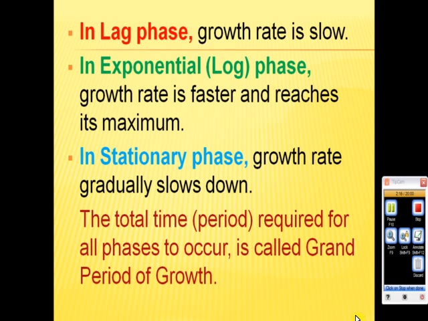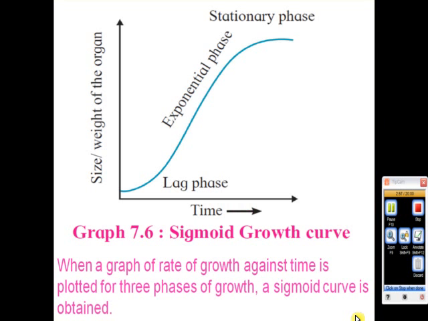So plant growth is divided into three different phases. The first is the lag phase, the second is the log phase, and the third is the stationary phase. In the lag phase, the growth rate is slow. In the exponential or log phase, the growth rate is faster and reaches its maximum. In the stationary phase, the growth rate gradually slows down. The total time required for all three phases to occur is called the grand period of growth.